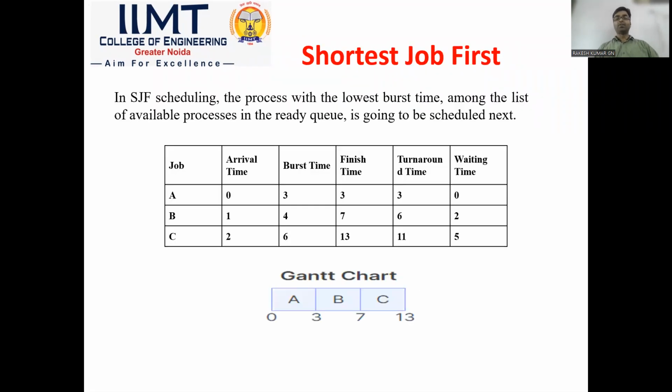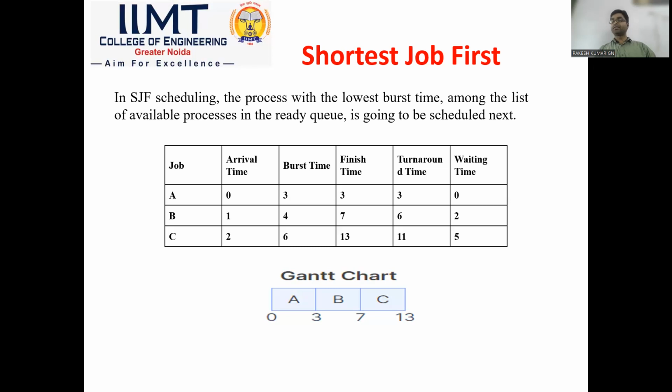Now the second one is shortest job first. Shortest job first is basically a non-preemptive algorithm. There are two algorithms: shortest job first and shortest remaining time first, or SRTF. Shortest job first is a non-preemptive algorithm, while SRTF, shortest remaining time first, is a preemptive algorithm.